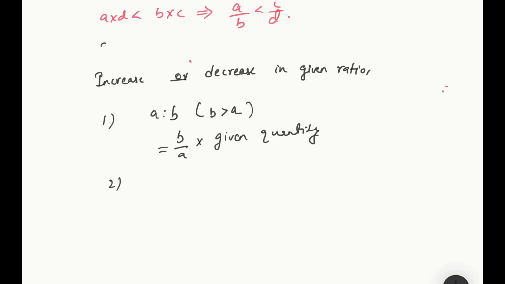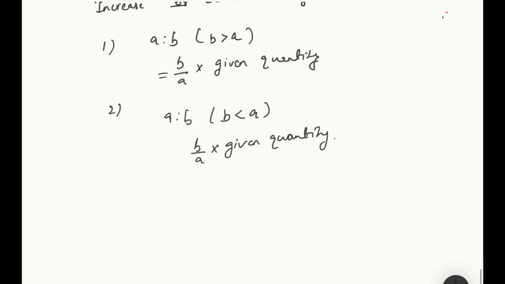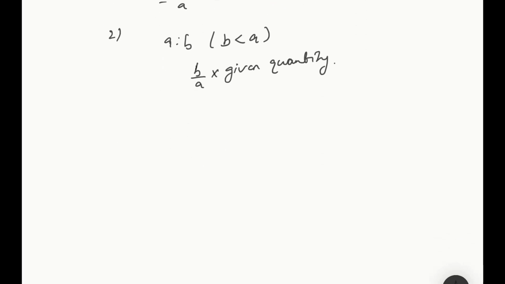What is the second condition? If a given quantity is decreased in the ratio A is to B, in that case where B is less than A, then your quantity will again be B by A into the given quantity. The formula remains the same, but the first one is the increase in ratio, the second one is the decrease in ratio. Let us do a few problems based on that, so the concept will be more clear to you.